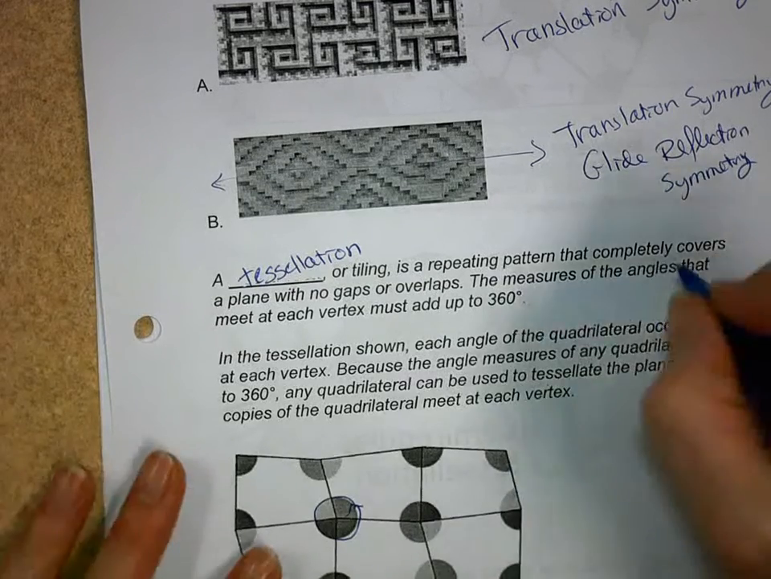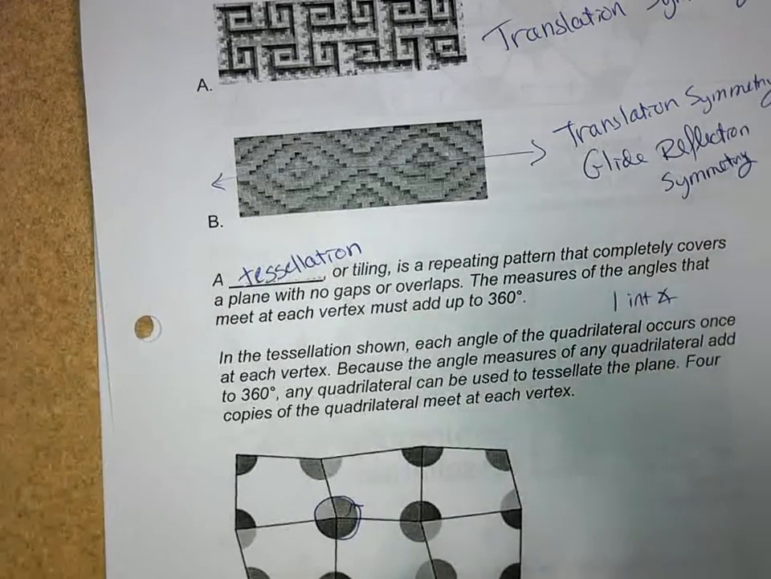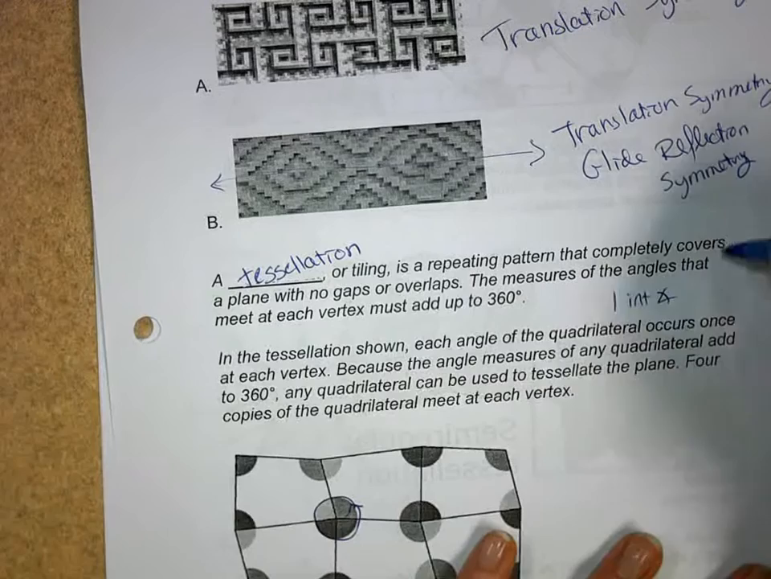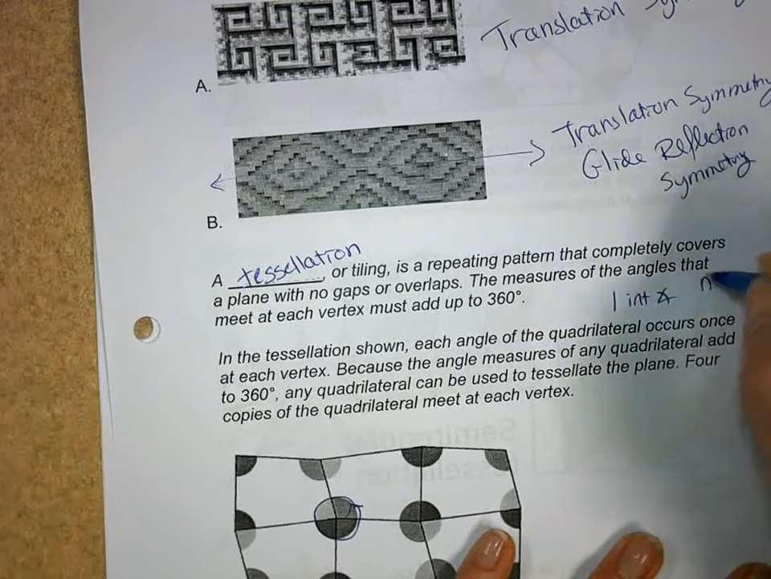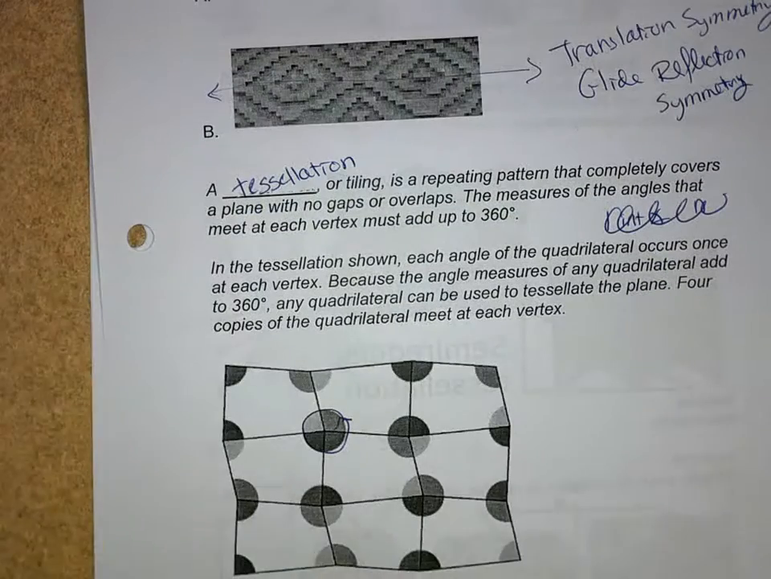Now, how do I find one interior angle? If I had that and it was a regular one, remember we did this with regular polygons, we'd go N, we're not going to worry about that. I'm not going to go there right now. Sorry, I was going to get more complicated than I needed to be.